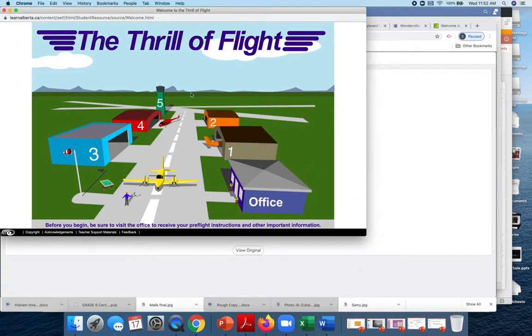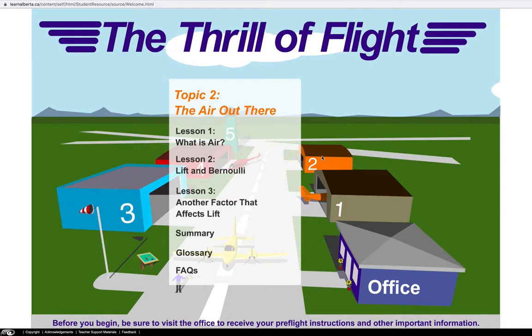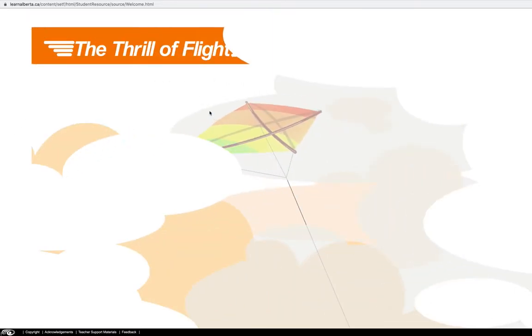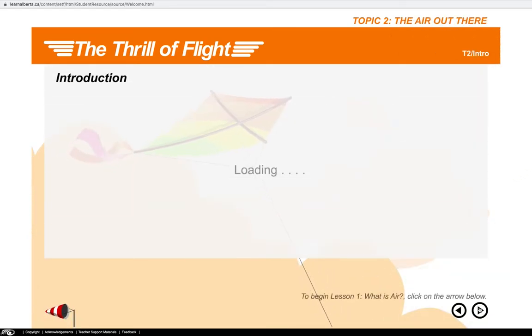Then you get to go into this, the thrill of flight. So what I suggest that you do today, I've already run over this, is go into what is air, because these three things are going to be on the quiz, or the show-what-you-know tomorrow. So enter in here. It's going to be some wicked review, and it re-teaches you everything.